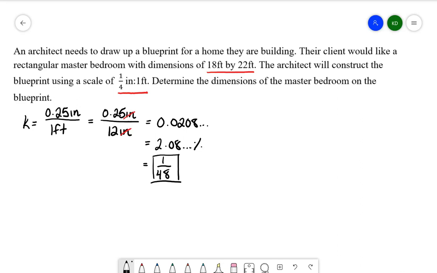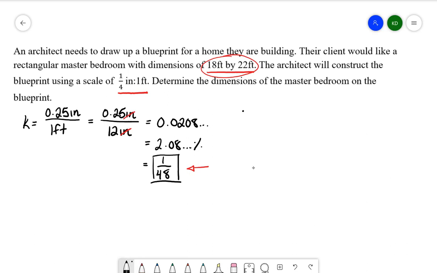Now that we have a k value, we can use this to figure out what the size of the bedroom would be on the blueprint. What we have above is the length and the width of the bedroom in real life. What we have as a scale factor is that it's going to be reduced to 1/48th of that size.